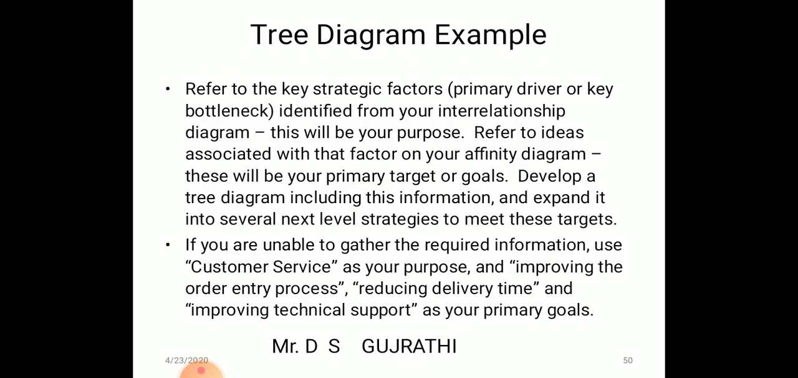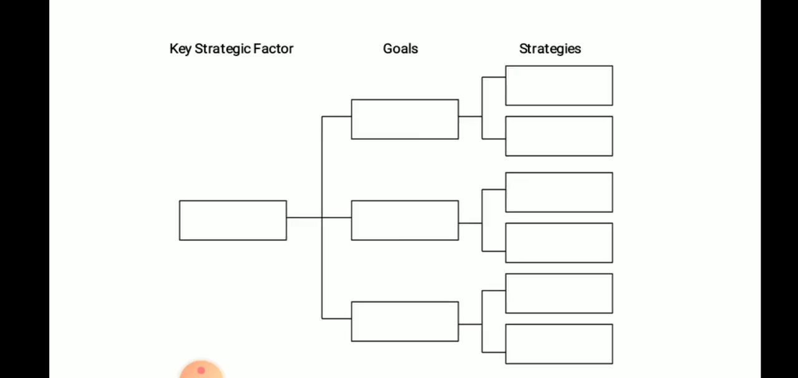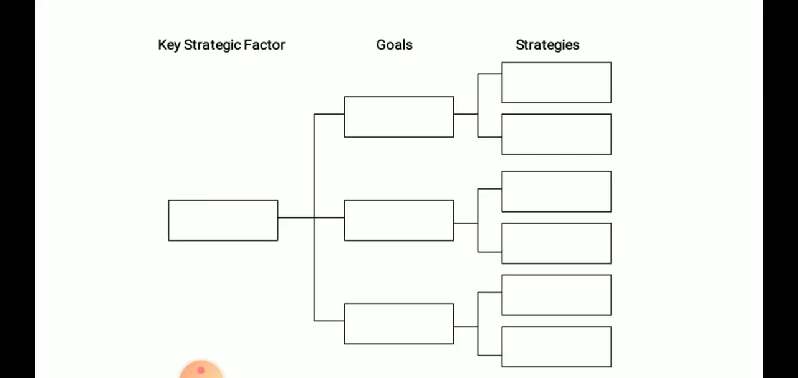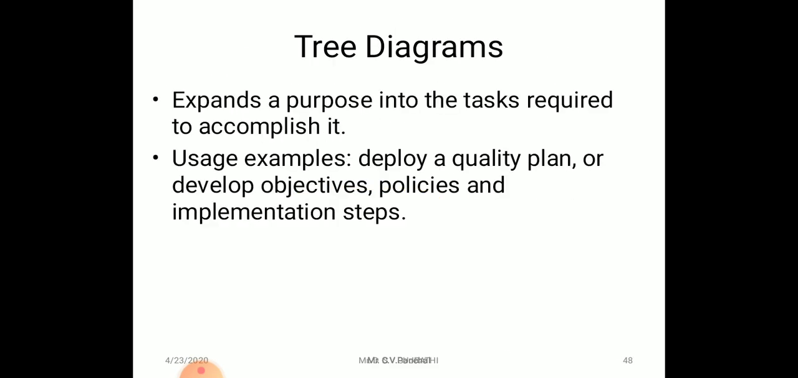First, I'll show you the picture of tree diagram. So this is the picture of tree diagram, how it looks like when we form a tree. So this is the key strategic factor, first one. Then it is divided into goals, and then these goals are again divided into strategies. So now we'll go back to the first slide and we'll study about the tree diagram.